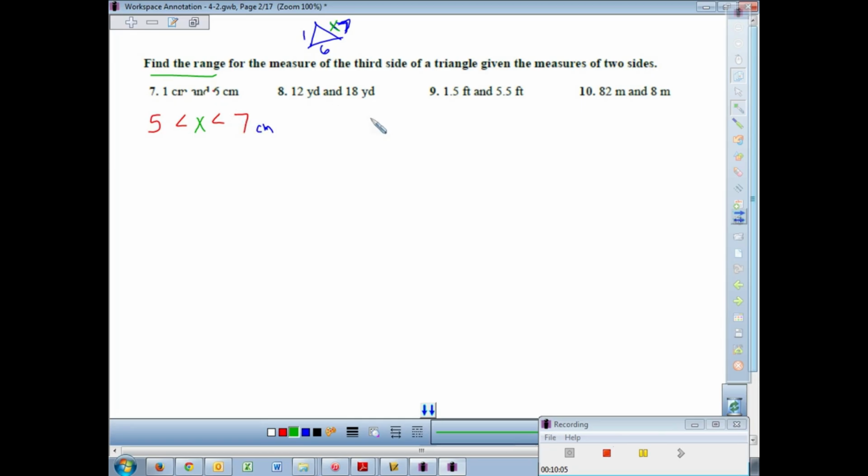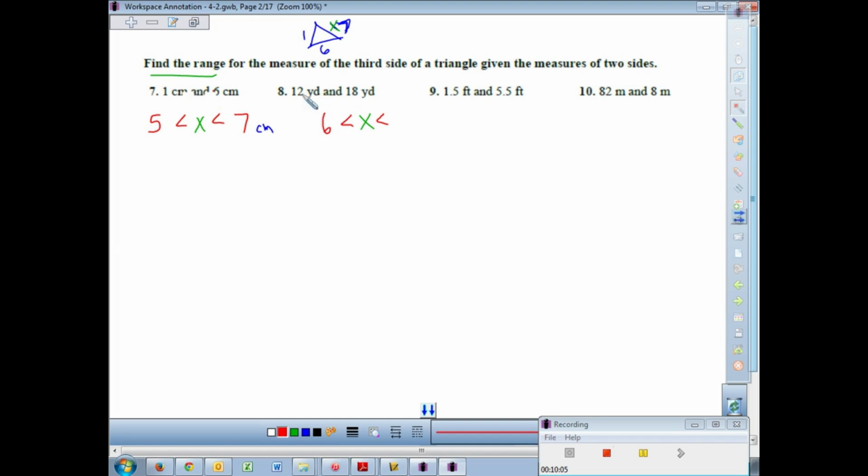So let's do it again. X goes in the middle. Which way do the symbols point? To the left. Smaller boundary. If we got a triangle with side length of 12 yards and 18 yards, what's the smaller boundary going to be? 6, because I took 18 minus 12, right? What about if you took 12 minus 18? You'd get a negative 6. Always take the big number minus the smaller number.